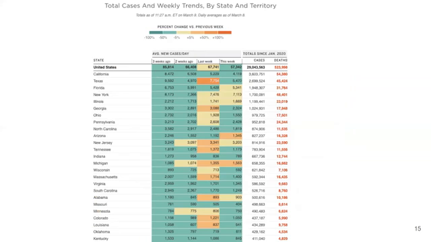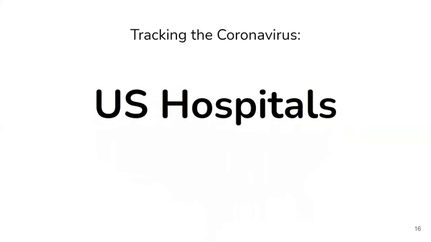This tabular heat map here is not as useful as the geographical one because it adds to the cognitive burden. Yeah, so now we'll just evaluate NPR's data story pertaining to US hospitals.